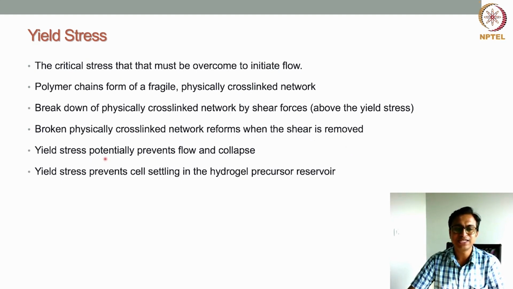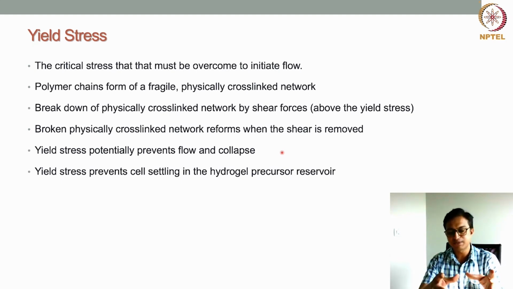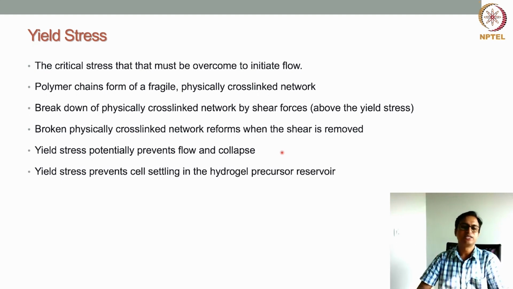The other thing is yield stress potentially prevents flow and collapse. When the material has a typical yield stress, that will prevent the material from flowing and the structure from collapsing. So having a yield stress is good for bioprinting with this kind of bioink, because it prevents the flow of the material, and the collapsing of the material as well.